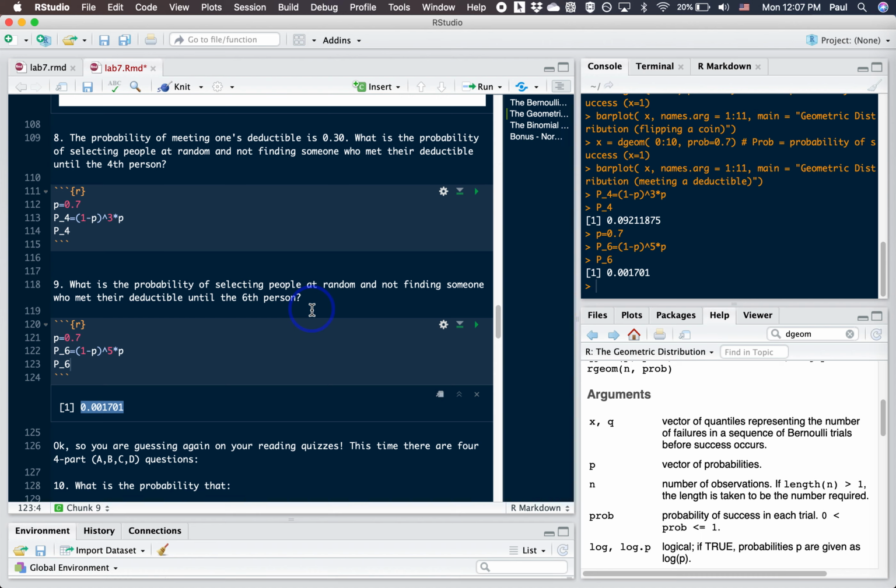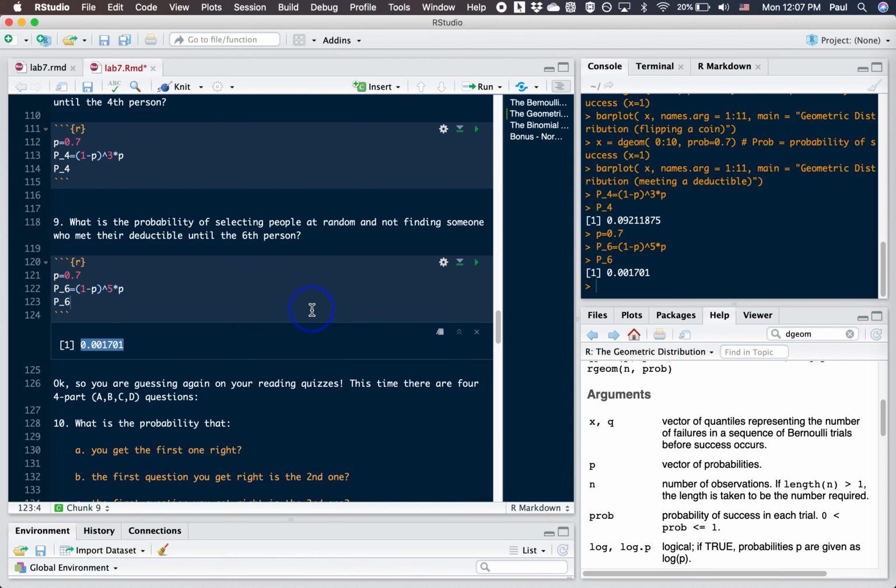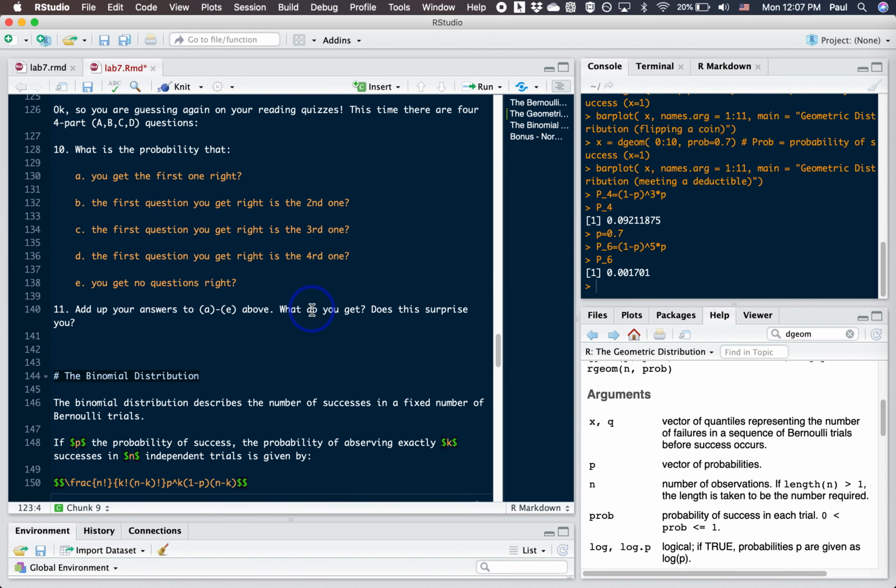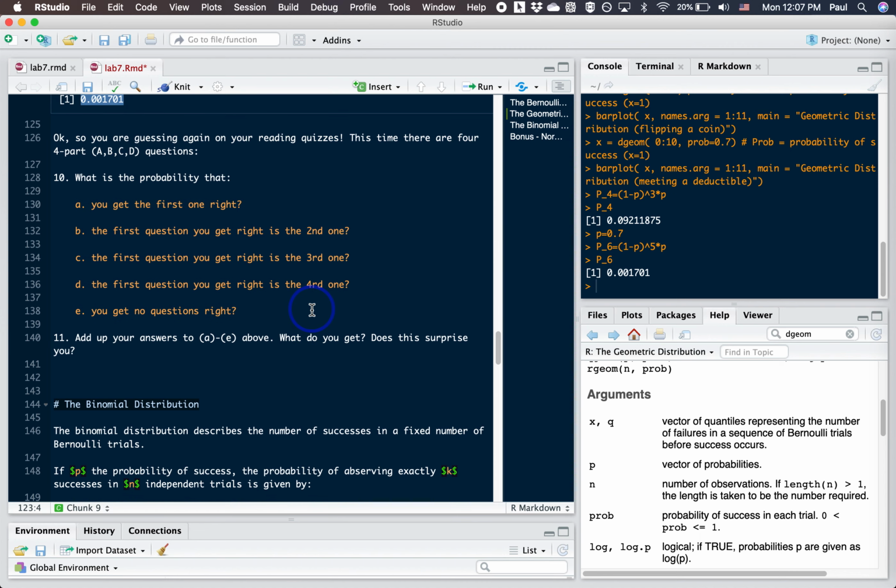Okay, you have a problem you can work on your own. That's your assignment for this lab and for the rest of this section, and we'll continue with the binomial distribution in the next section. Good luck.